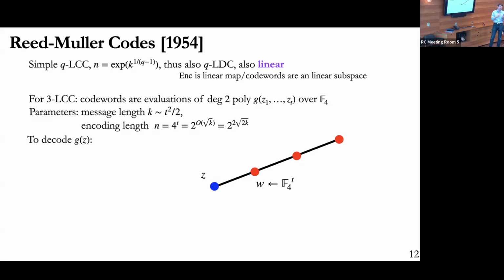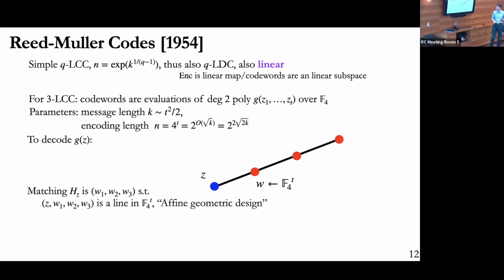Okay, so let me put this in the combinatorial definition using these matchings. And the answer is that the matching H sub z for the point z is simply the set of triples of points such that together with z the 4-tuple is a line. This is sometimes called affine geometric design theory, and that's really what's going on here.